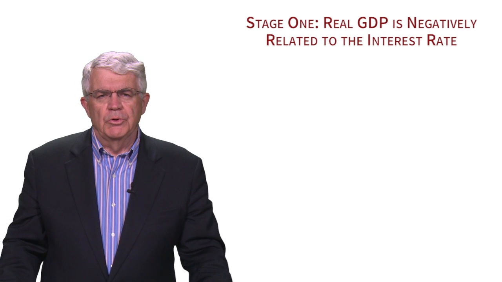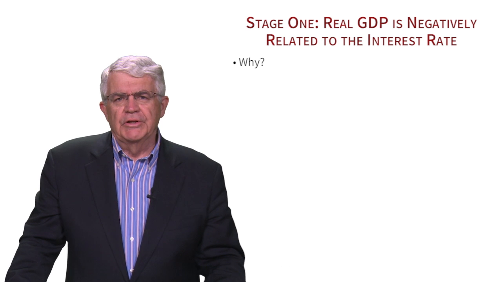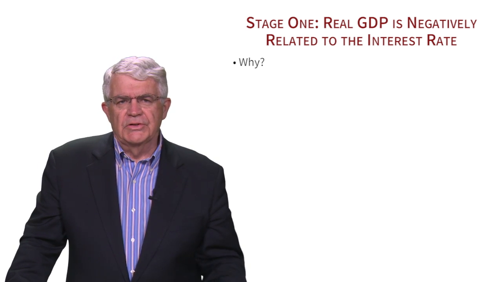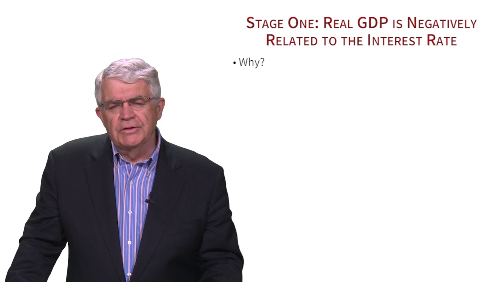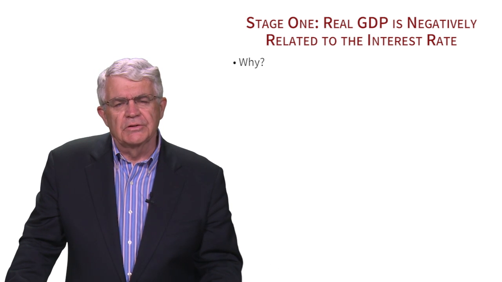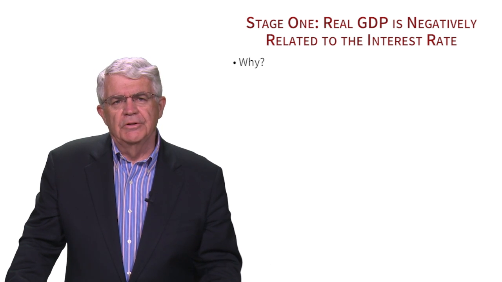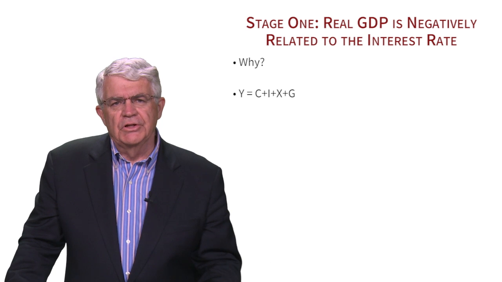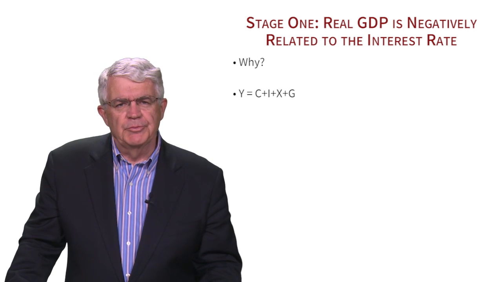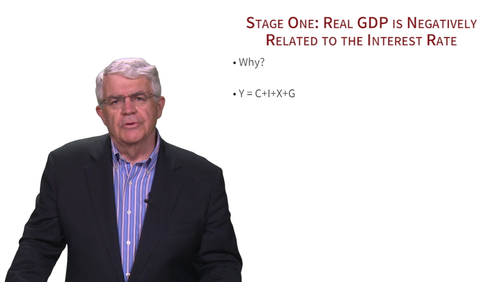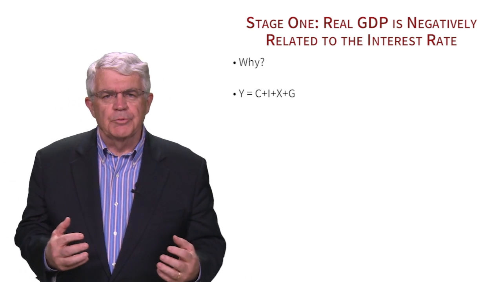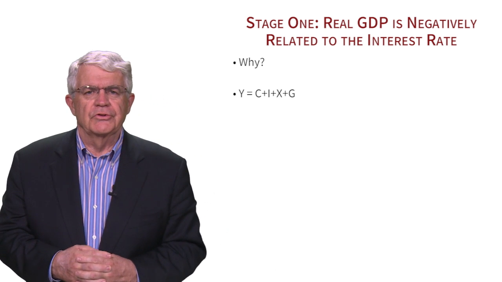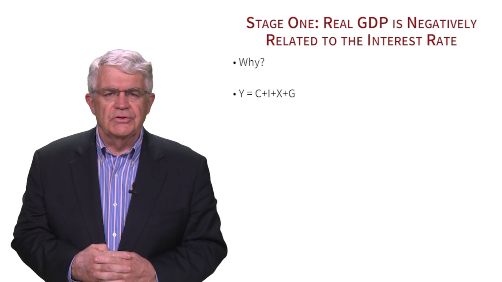In stage one, we want to show why real GDP is negatively related to the interest rate. Why is this the case? Well, it's something that we talked about in the spending allocation model as well. It begins with the idea that GDP is equal to consumption plus investment plus net exports plus government purchases. We've seen this several times before. And then reminding ourselves that consumption, investment, and net exports all depend negatively on the interest rate. We've discussed this in different contexts.